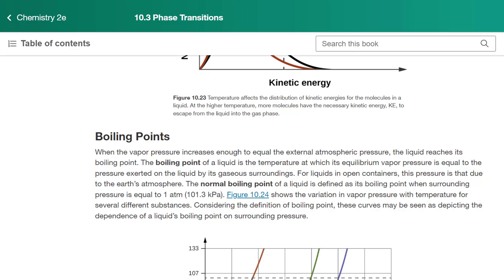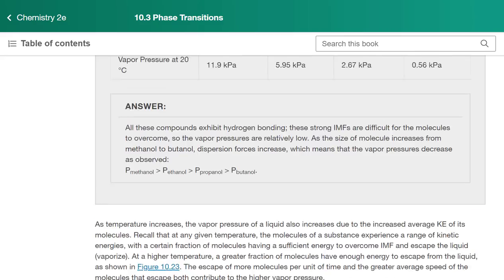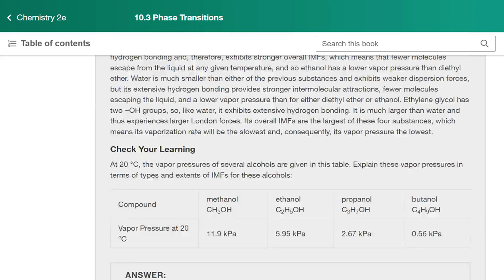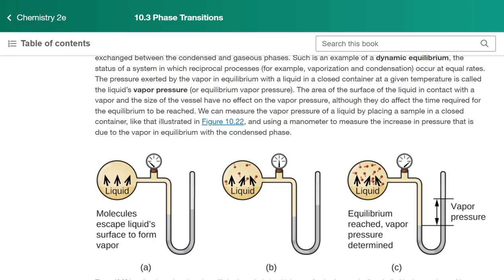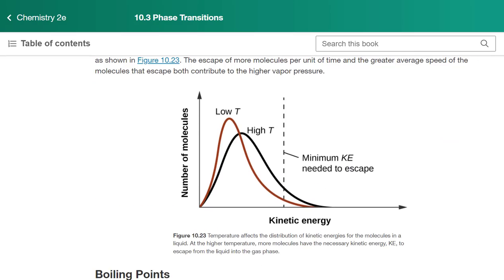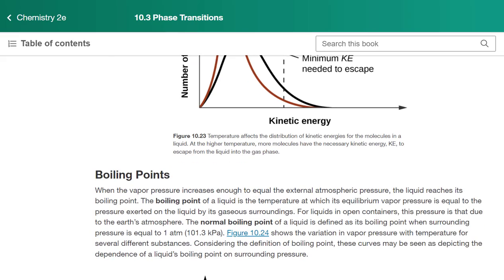What is different, though, is that this is a particular temperature at which the vapor pressure, so we've already talked about vapor pressure up here as being an equilibrium amount that is present. At the boiling point, the vapor pressure is equal to the atmospheric pressure around it. So whatever surroundings that liquid is in, the vapor pressure is the same as the atmospheric pressure.